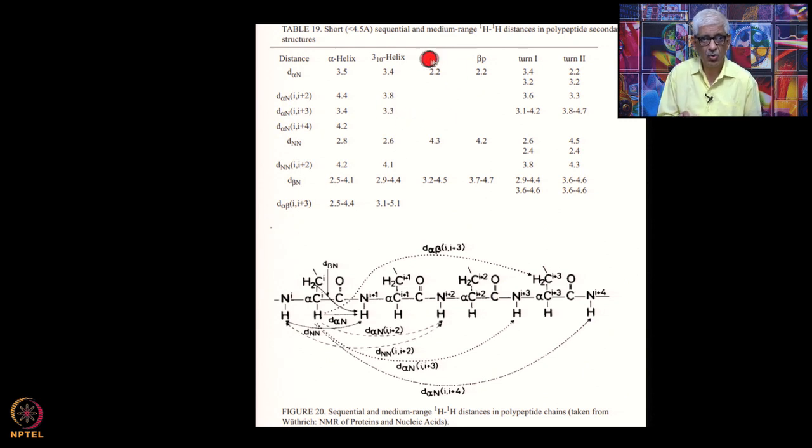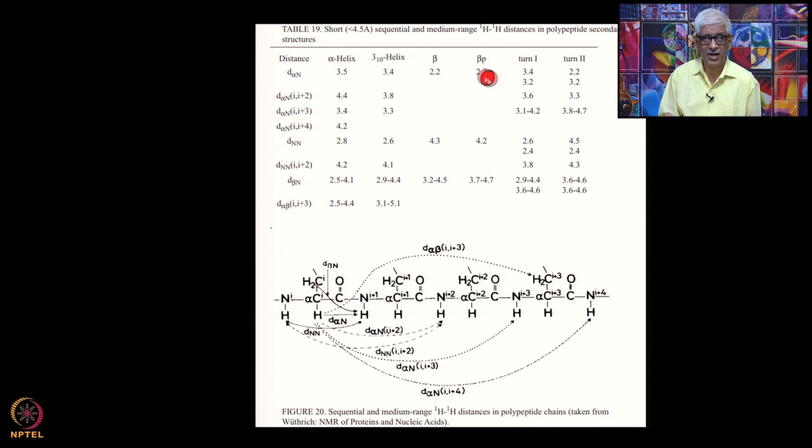Now, compared to that, what kind of distances do you have in the beta structures? If you have the antiparallel beta strand, you see the alpha n distance is very short, only 2.2 angstroms. Therefore, you will see this as a very strong peak, and the nn distance is far, 4.3, and you will see the beta n distance also has a wide range, 3.2 to 4.5. What does this range come from? This comes from the torsion angles along the side chain. So, there is a variation in this distance because of the side chain torsion angles. Depending upon how the side chain torsion angles vary, you will have a certain range of distances there. But this is a very interesting distance, and the beta strand is characterized very well by this alpha n distance.